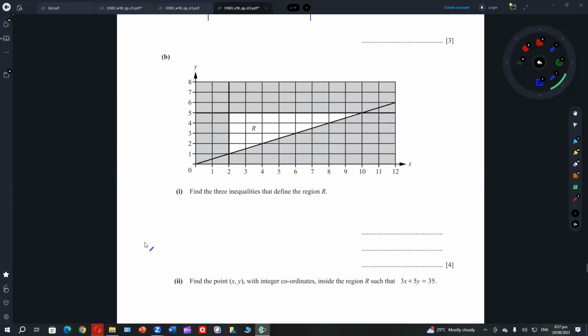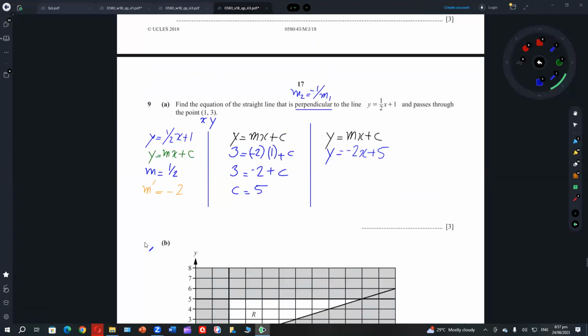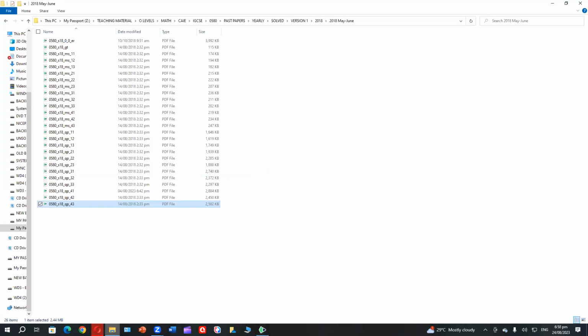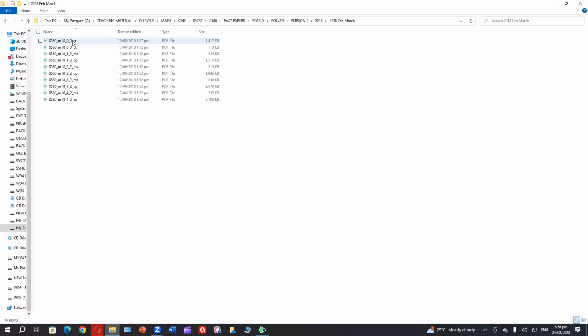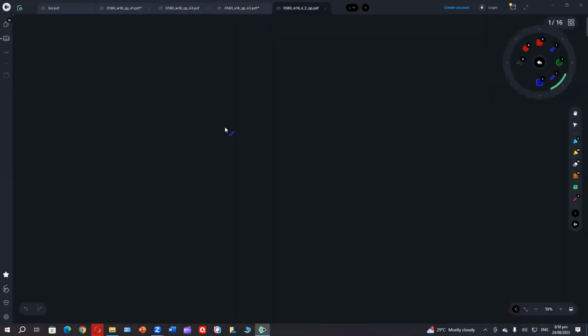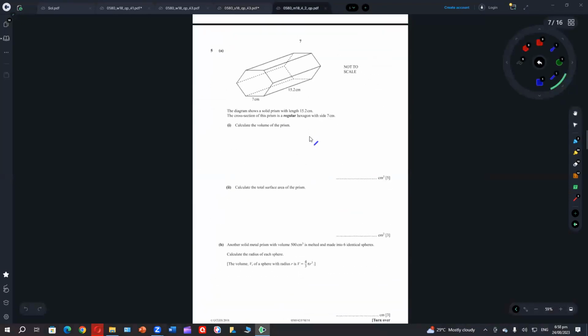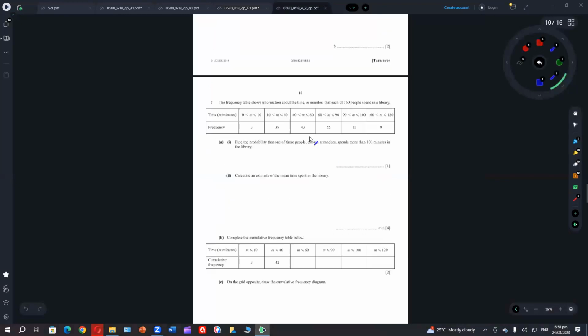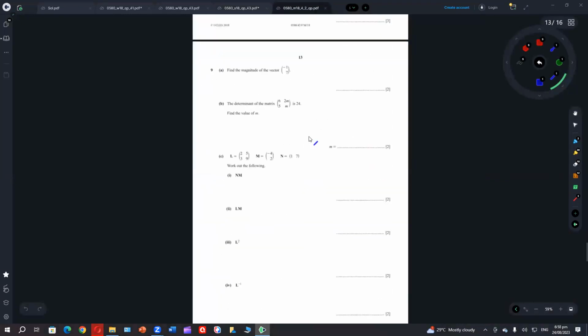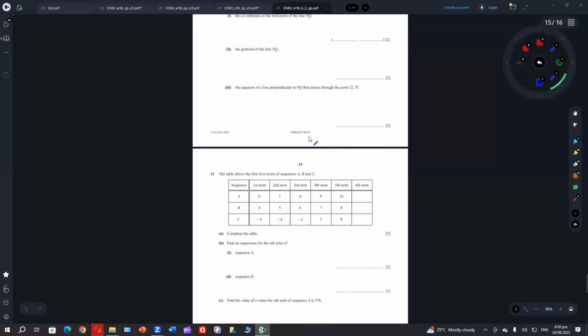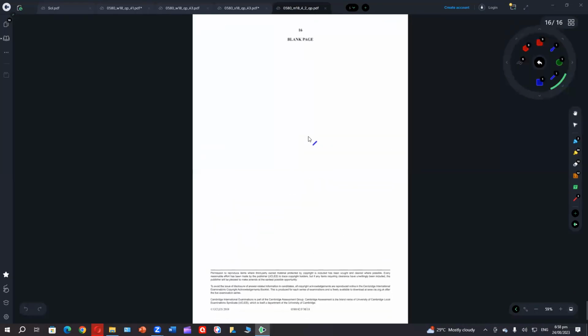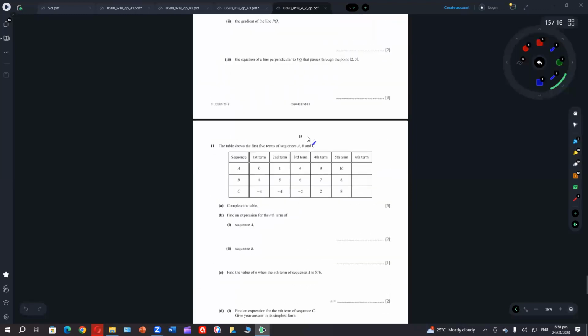These are inequalities. This is not a topic of coordinate geometry. Can you look for another question? March 18, paper 42. Question 10.